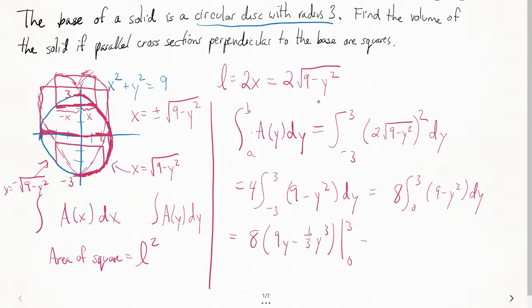So the reason why it was nice to change that is now we can just plug in 0. We don't have to do much work there. So this is 8, and then we have 9 times 3 minus 1/3 times 3 cubed. Okay?